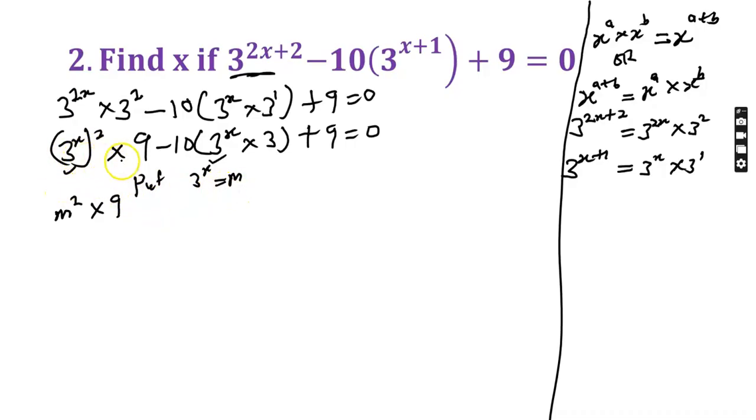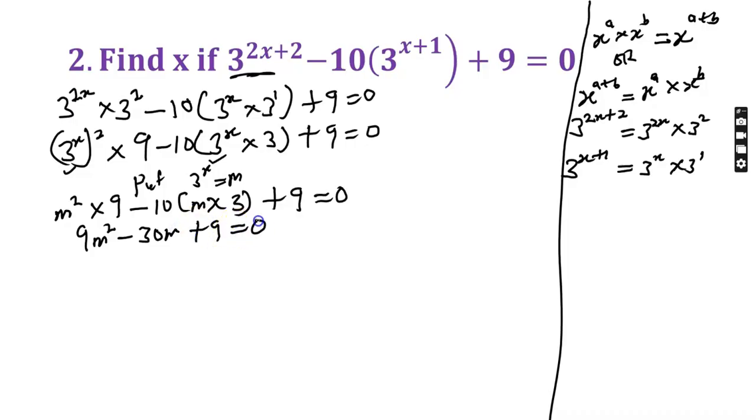So that this will give me m squared times 9 minus 10, open a bracket, m times 3 plus 9 is equal to 0. So that will give me 9m squared minus 3 times m, that will give me 3m. 3m times 10 gives me minus 30m plus 9 is equal to 0. So as you can see from here, something can go in 9, in 30, and in plus 9. So that's 3. So I'll divide all through by 3.